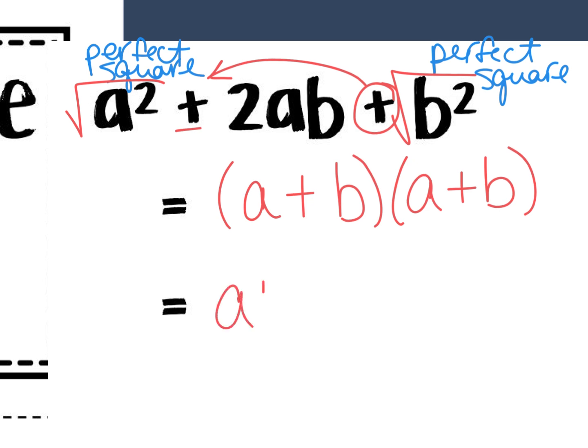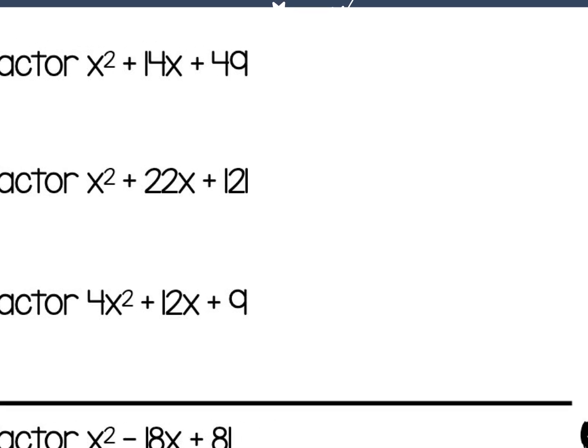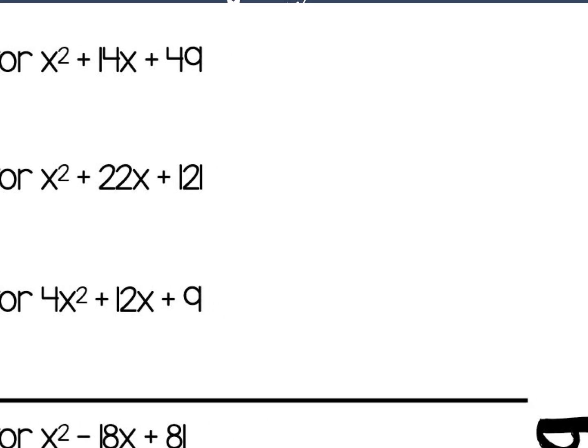We can also see it as A plus B quantity squared. And I realize that when there's a bunch of letters like that, it doesn't make a lot of sense. We're going to do some with numbers. So we've got a couple examples, and we're going to do this with the box first. You have a little bit of space over here, so let's draw our box.